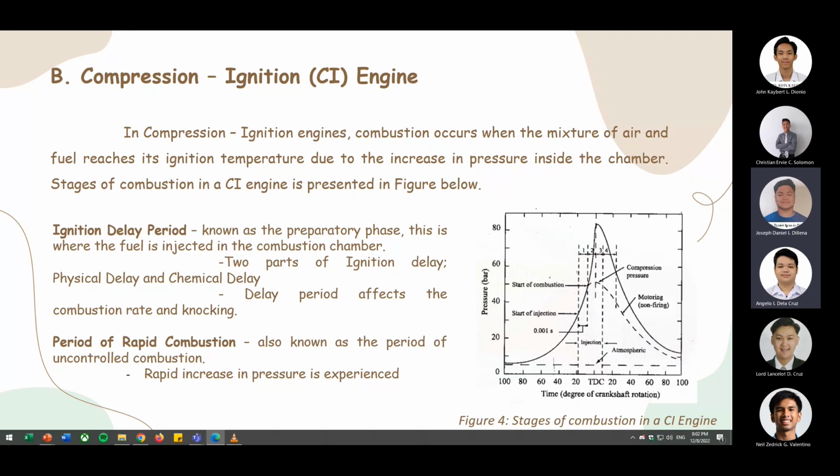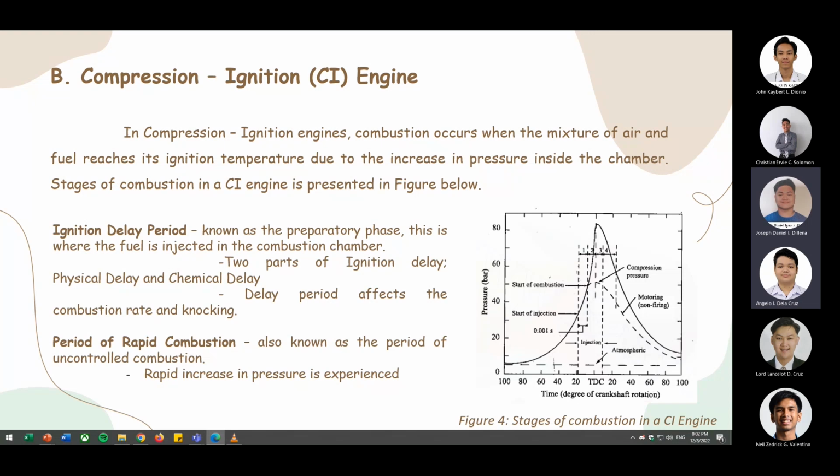During this delay period, the air and fuel mixture spreads throughout the combustion chamber. The delay period is a great influence in the engine design and performance. The combustion rate and knocking is affected by the delay period. The factors affecting yung delay period na to is such as compression ratio, intake temperature, jacket water temperature, fuel temperature, and etc.